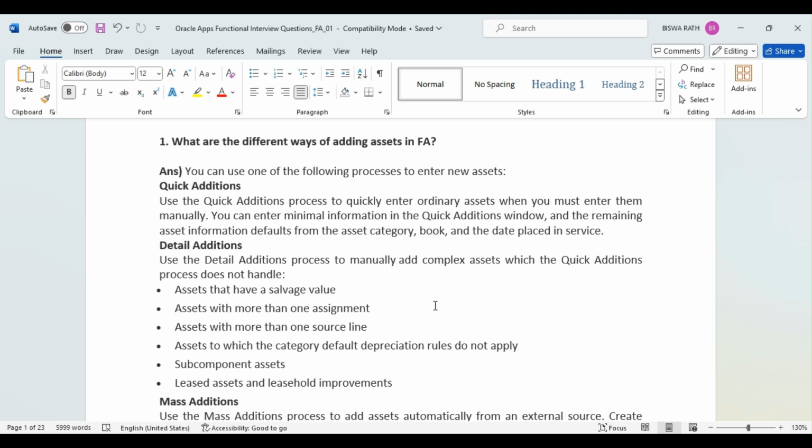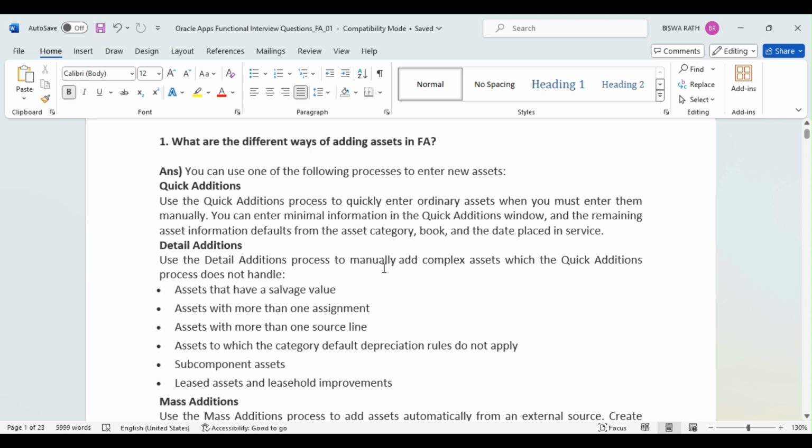So use the quick addition process to quickly enter the ordinary asset when you must enter them manually. You can enter minimum information like quick addition window, and the remaining asset information defaults from the asset category book and the date place in service.